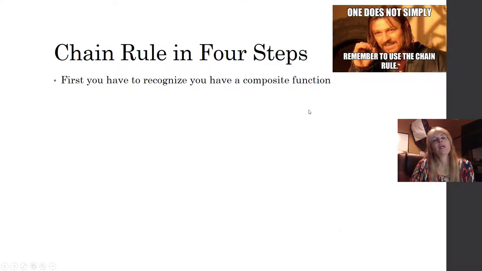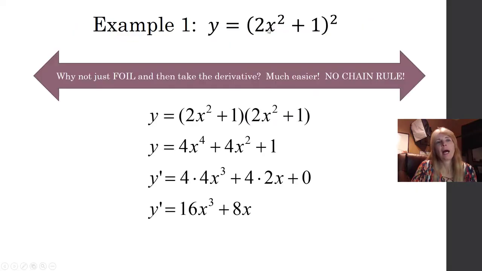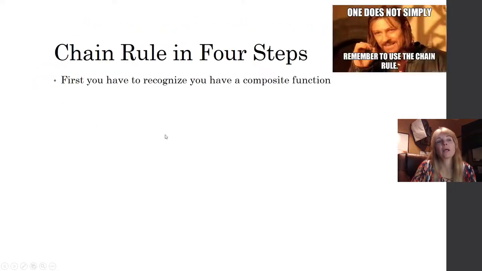So again, the chain rule in the four steps. However, before you do the chain rule, you have to realize, when do I know to use the chain rule? When you have a composite function. You could see two functions. So if I go back here, I can see two functions. I can see a 2x squared plus 1, and then I can see a function something to the 100th power. This one back here, I see a 2x squared plus 1, and then I see something to the second power. So you have to be able to recognize that you have a composite function.